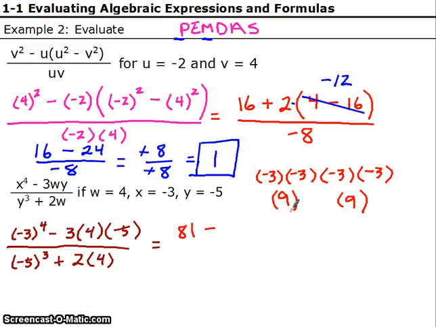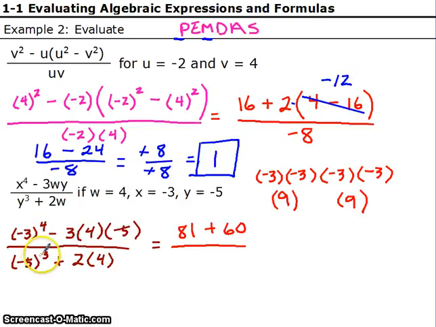Being able to do that in our head without our calculator. Obviously, if the numbers were a lot bigger, it would be much harder, but with 3, we can handle it pretty easily. Over here, we've got negative 3 times 4, that's negative 12, and then negative 12 times negative 5 is positive 60.